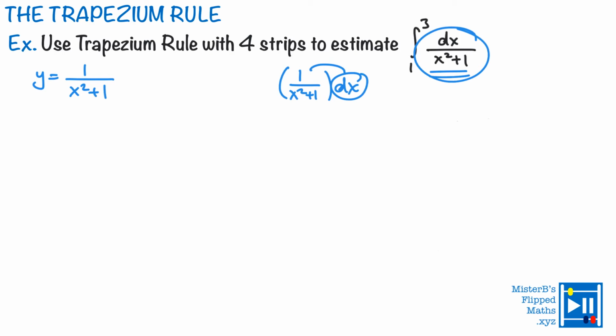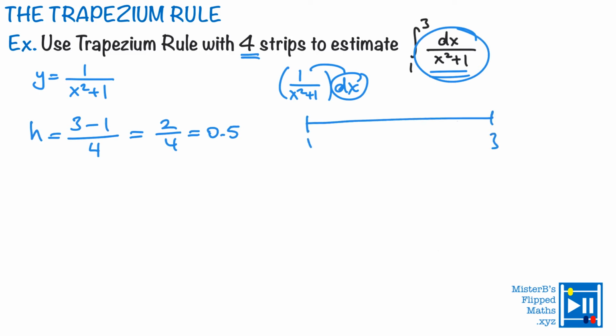Now, to go on with my estimation, I have to calculate the area for each strip. And to be able to do that, I have to make a table. So I need to know which x values I have to substitute. Now, if I am asked to use 4 strips, then I'm going to calculate the height like this. It's going to be the bigger border minus the smaller one divided by 4 strips. It's going to be 2 over 4, which is 0.5. This means my interval from 1 to 3 must be divided into pieces of 0.5. So it's going to be 1.5 and then 2 and then 2.5 and 3.